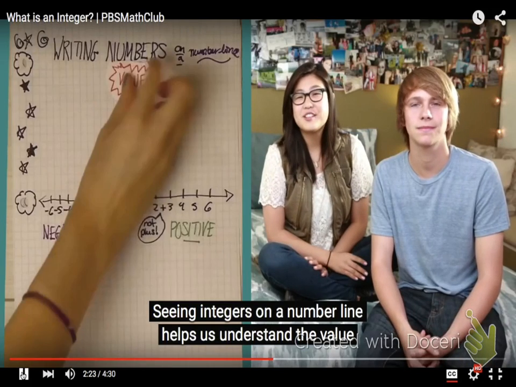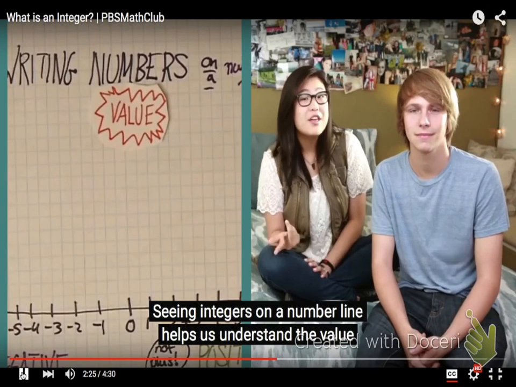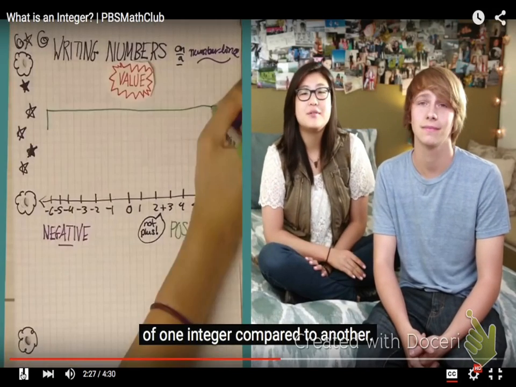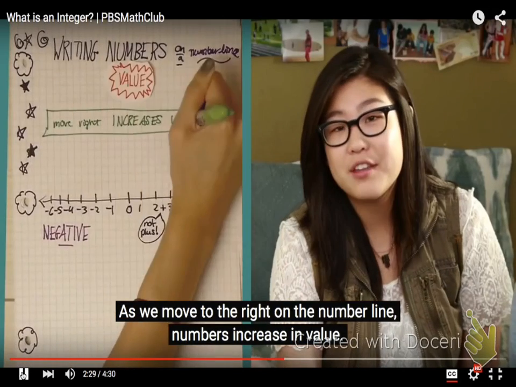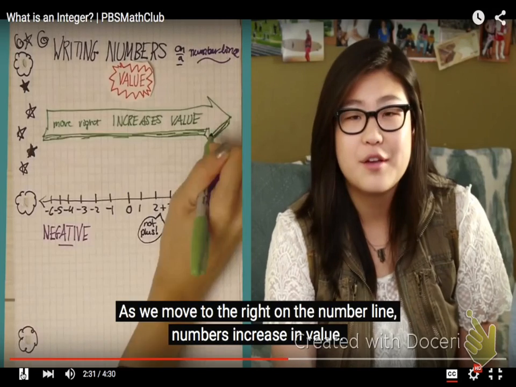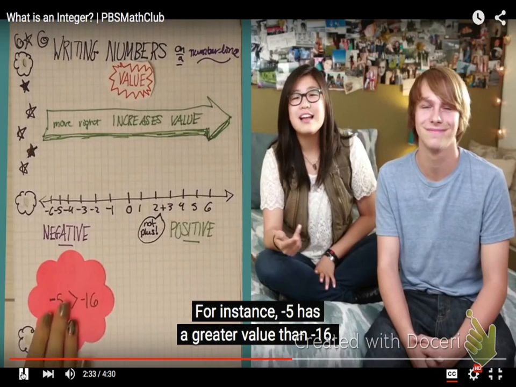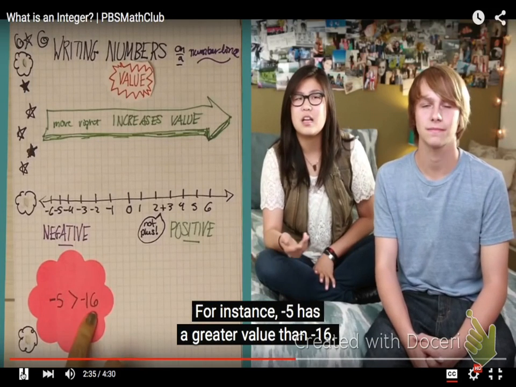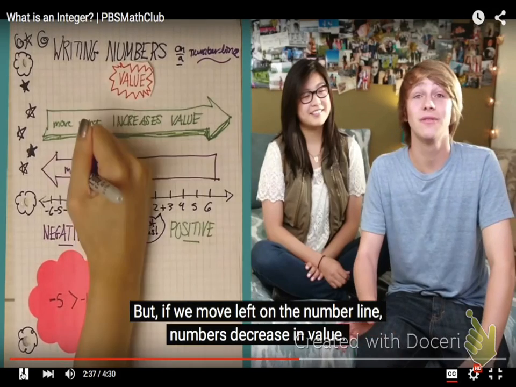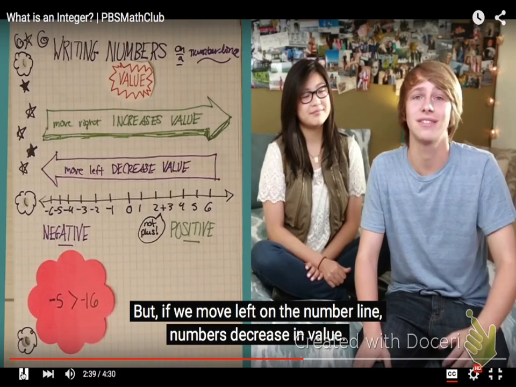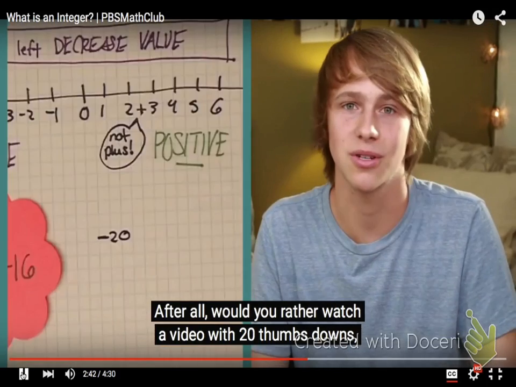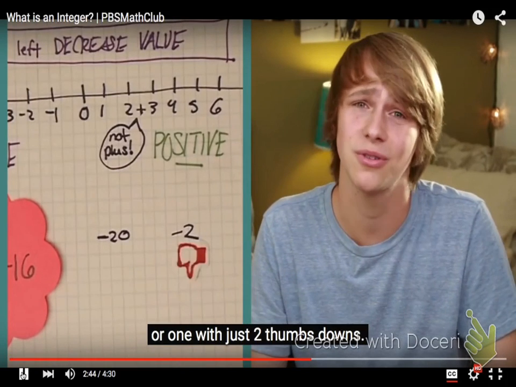Seeing integers on a number line helps to understand the value of one integer compared to another. As we move to the right on the number line, numbers increase in value. For instance, -5 has a greater value than -16. But if we move left on the number line, numbers decrease in value. After all, would you rather watch a video with 20 thumbs down or one with just 2 thumbs down?